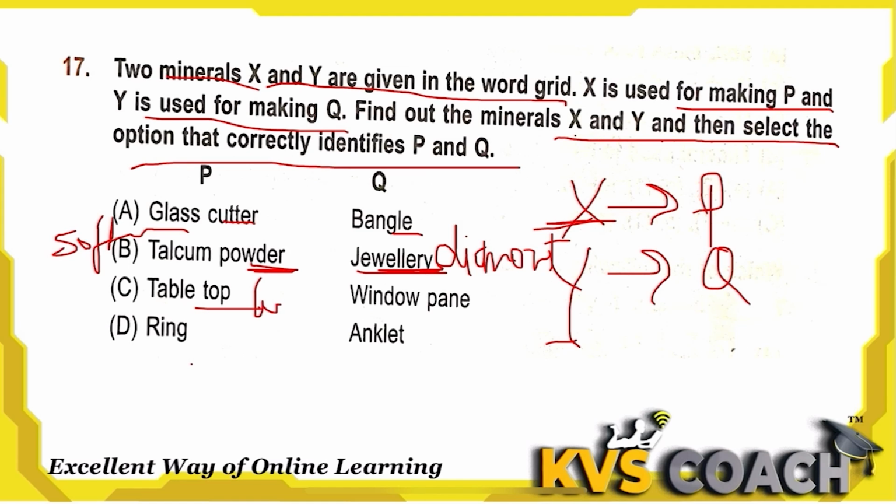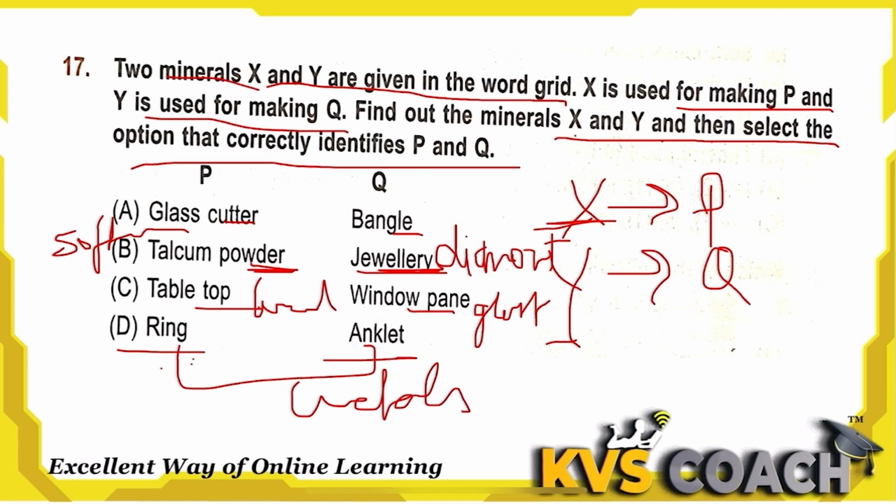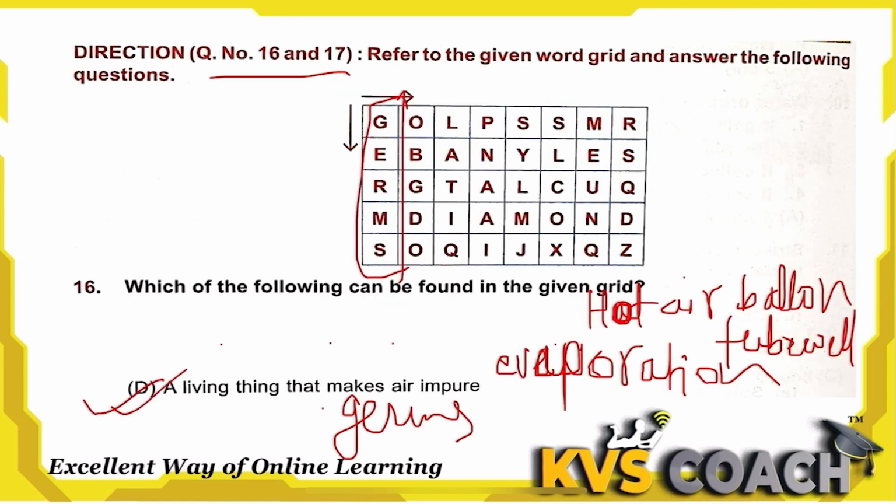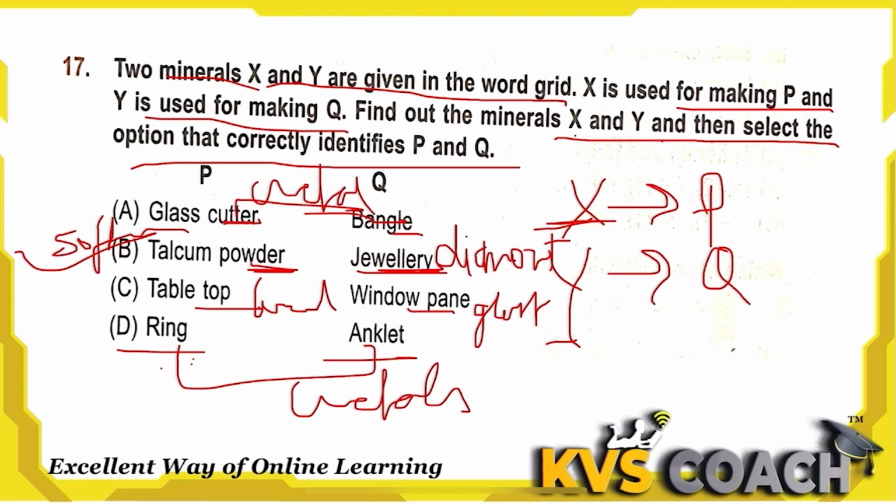Tabletop is wood. No. Window pane is glass. This is also not a mineral. Anklet, metal. Ring, metal. This is gold, maybe silver, maybe iron. So they will be from metal. Glass cutter and bangles are also from metal. So it means option B will be the right answer. Let's check. Here we have talc, yes, talc we have here, and diamond we have here. So option B is the right answer.